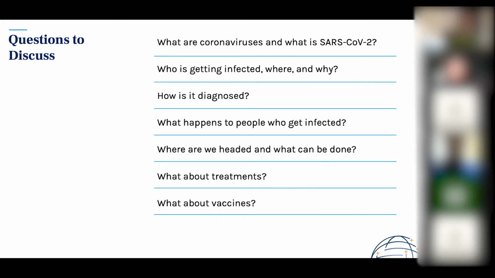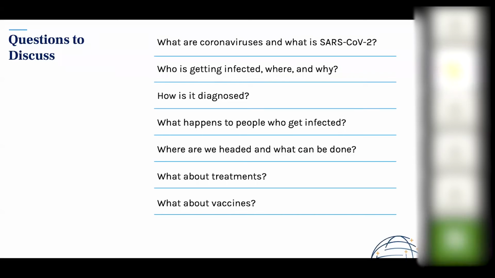Talk a little bit about what happens to people who get infected. And then say just a few words about where I think we're headed and what we can do about it, particularly related to some treatments and vaccines. And then let's open it up for specific questions after that. Does that sound okay?